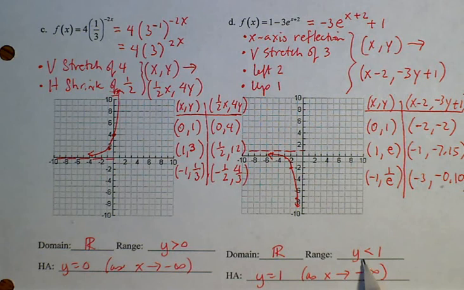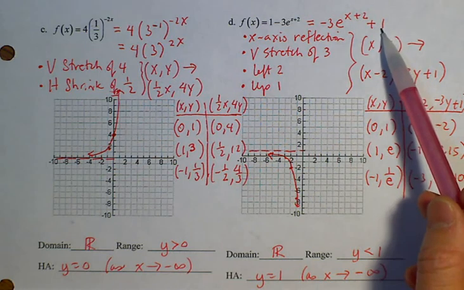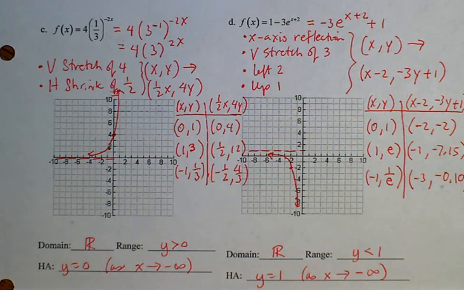So the domain is all reals, and then the range is y is less than 1. Right, so this is the vertical shift, and then it's an x-axis reflection. And so the horizontal asymptote is y is equal to 1 as x approaches negative infinity.